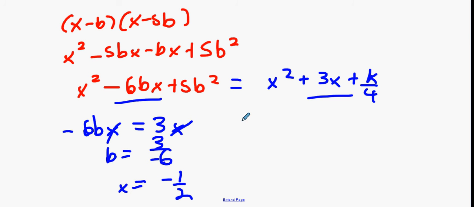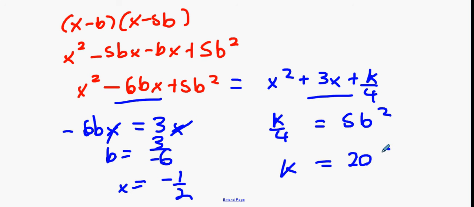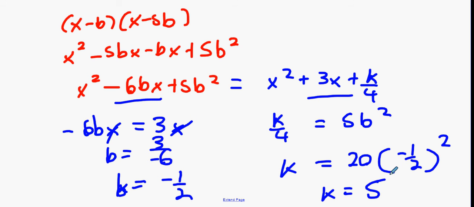Now we know that k over 4 equals 5b squared. This implies that k equals 20b squared, so 20 times minus a half squared, and 20 times minus a half squared is 5. So k therefore equals 5. Okay, and that's a nice little way to do that.